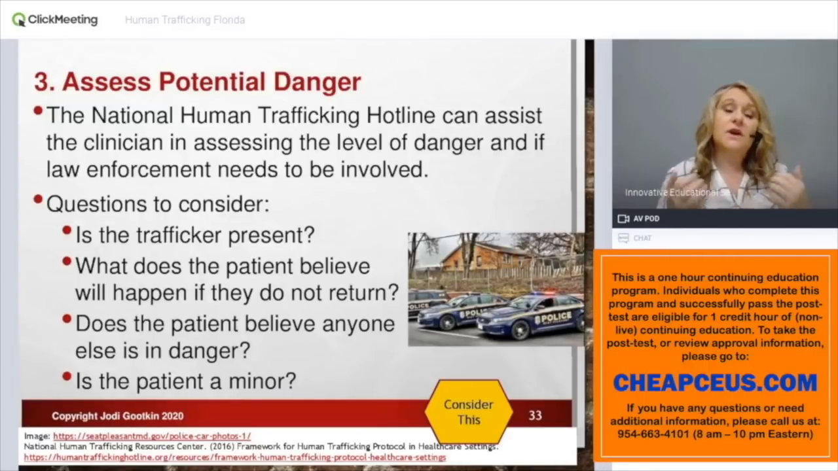If it's in the clinical environment or the hospital, you need to consider the other patients and staff as well as this patient. Anytime you have a situation where you feel there is immediate danger to yourself or others, you're going to follow your facility protocols for safety and call 911 if that's what is necessary. But first, you need to assess what is going on.